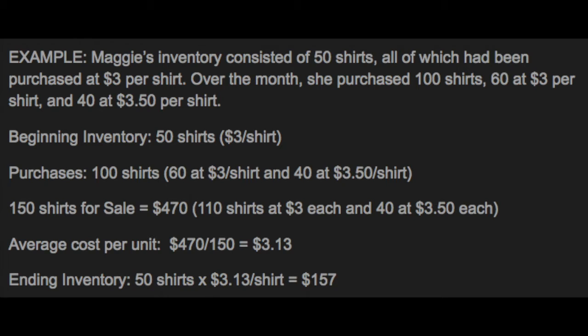Her average cost per unit would be $470 divided by 150, which would give her an average cost per unit of $3.13. Her ending inventory would be the 50 shirts times $3.13, which gives her an ending inventory of $157.